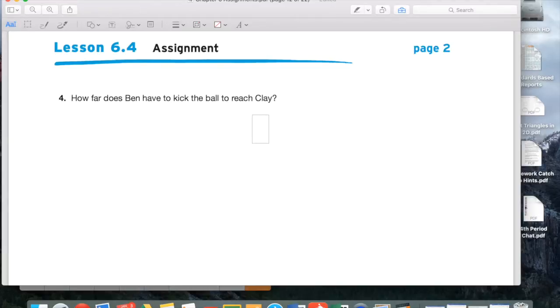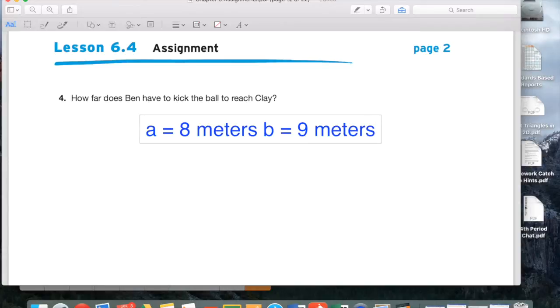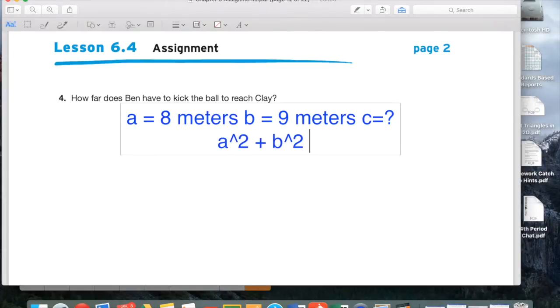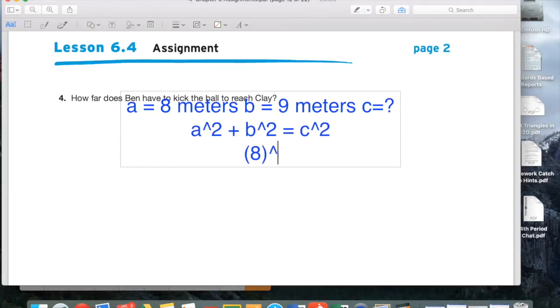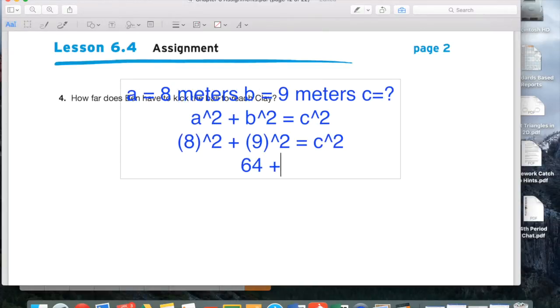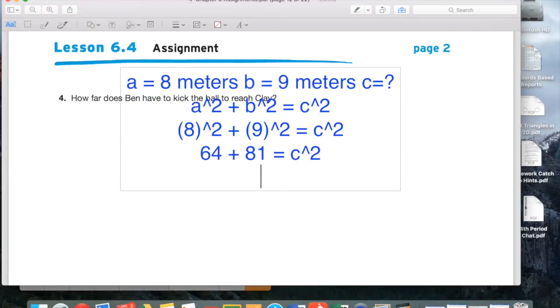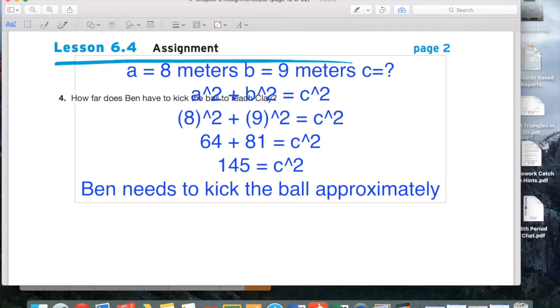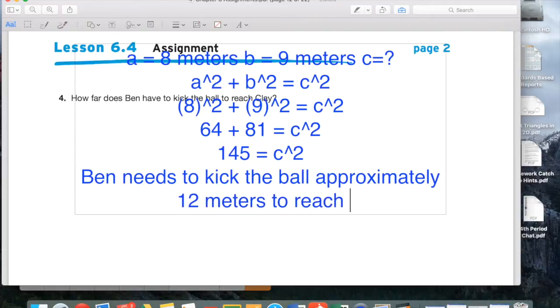How far does Ben have to kick the ball to reach Clay? So at this point, they want us to use the Pythagorean theorem. And they have told us that A is 8 meters, B is 9 meters. That's what we found out in the last page. And we want to know what is C. We would say Ben needs to kick the ball approximately 12 meters to reach Clay.